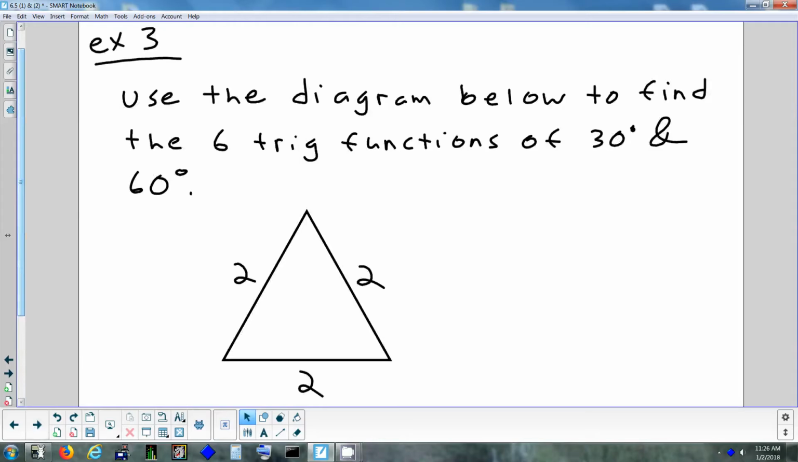Alright, this one. Use that diagram to find the 6 trig functions of 30 and 60. So we're going to do two problems. Well, first of all, when we did trig functions, what kind of triangle did I say we always have to work with? We're doing a right triangle. Is that a right triangle? No. What kind of triangle is it? It's equilateral. Keep that in mind.